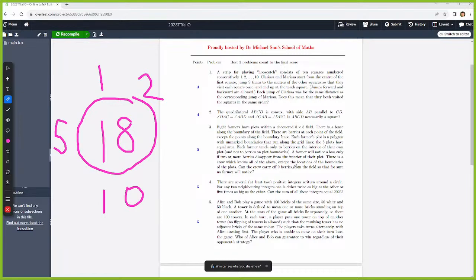So the thing is, can we try and do stuff to make it add up to 2023?